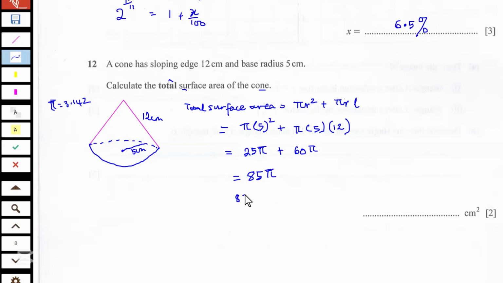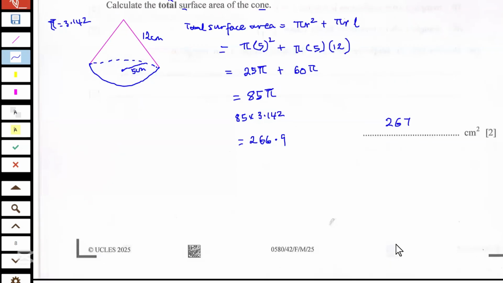So this is 85 times 3.142. And then this gives us 266.9. Okay. So approximately we can round up to give 267 centimeters squared. So the final answer to question 12 is 267 centimeters squared.